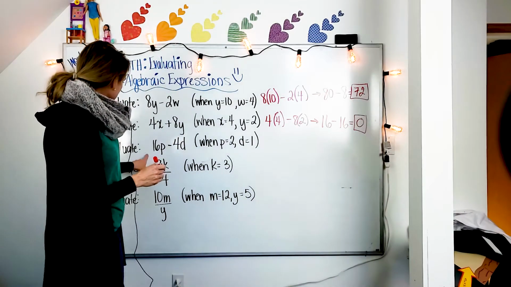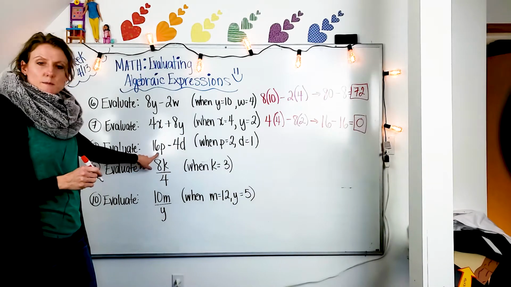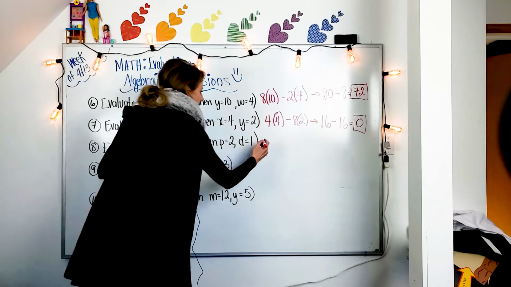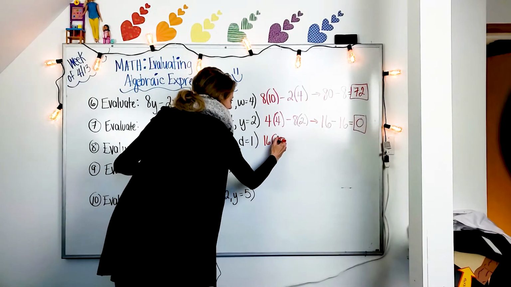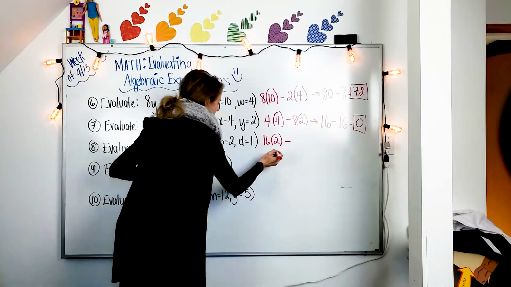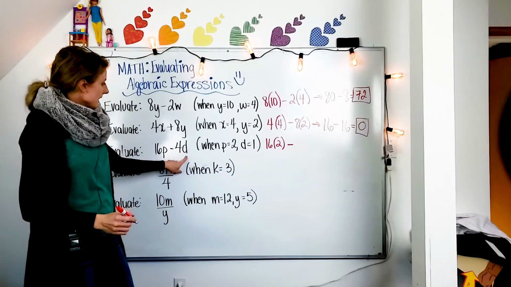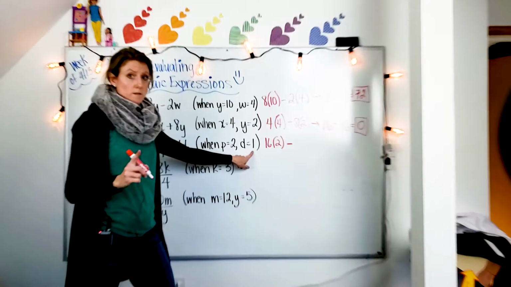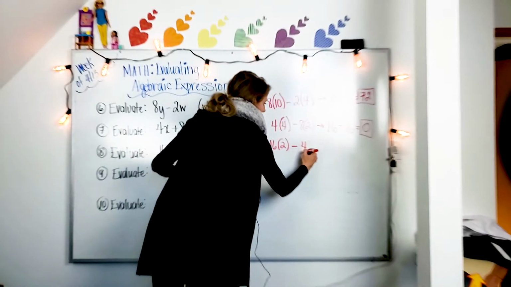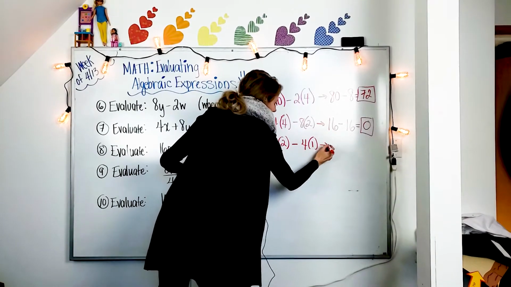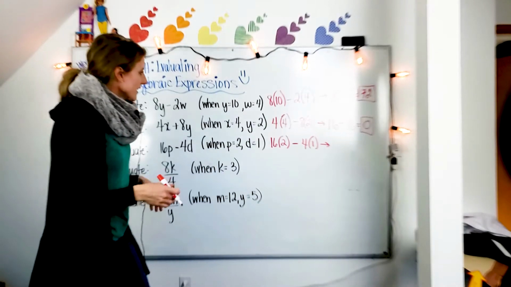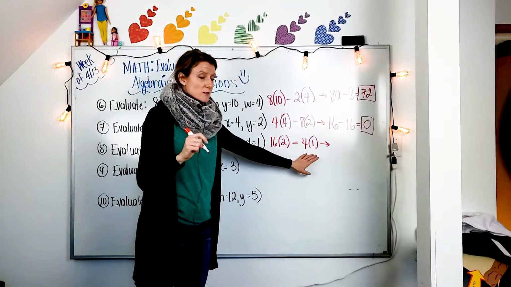Okay. Number 8. 16p minus 4d. We have a 2 going in for p. So 16 times 2 minus 4 times d. And they've given us a value of 1 for d. So this will be 4 times 1. Some of you are probably saying, already you know that that's 4. 4 times 1 is 4. Could I just write it that way? You can. Always good to write it out, though, in case you make a mistake.